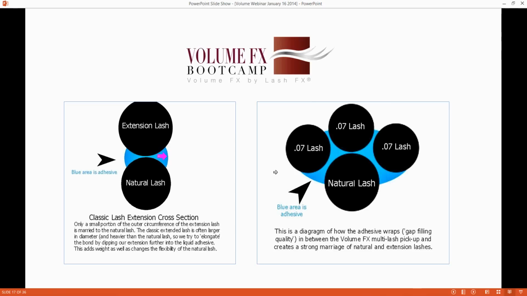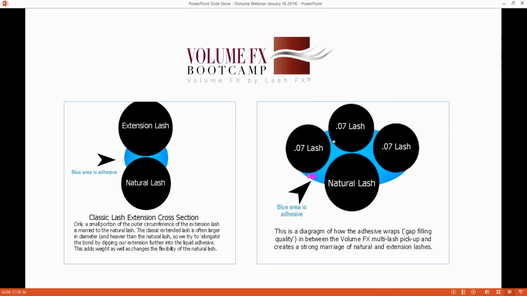But with volume lashes, here's the same cross section, but we have just three synthetic 0.07 diameter lashes, and this is just a cross section, so you're not seeing the sweep of the long eyelash here. Three of these in a fan, and the one natural lash. And the 0.07 lashes, actually, this is not a gross exaggeration here. They are often actually thinner than some natural lashes that you will come across.